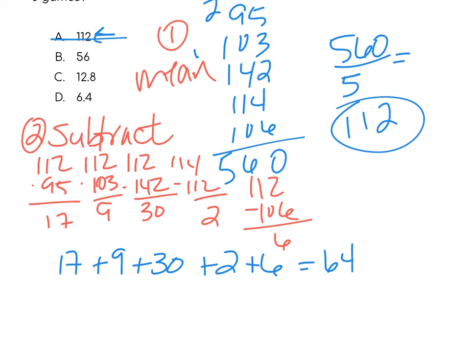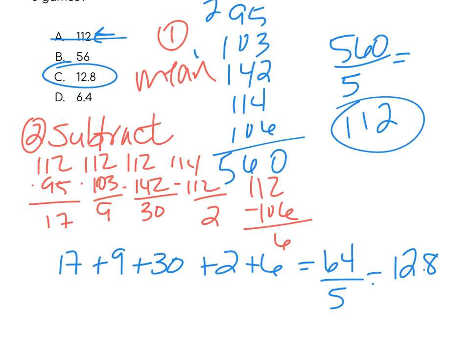All right, so 64. And then I need to divide that by 1, 2, 3, 4, 5 again. And 64 divided by 5 is 12.8. So C is your answer.